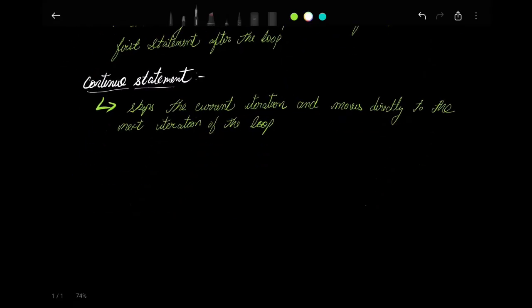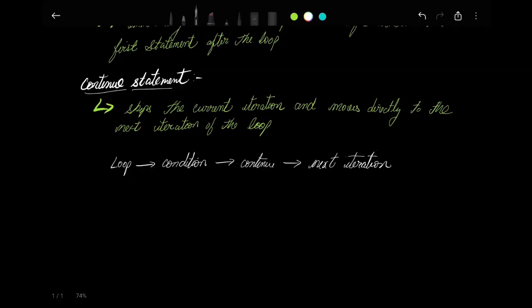The flowchart of the continue statement looks like this: firstly, in the loop, we have a condition. Then, unlike break, the loop does not end. It simply skips one iteration and then moves to the next iteration. Continue is used in ignoring invalid data, skipping absent students, ignoring blank lines, filtering unwanted values, and data cleaning.